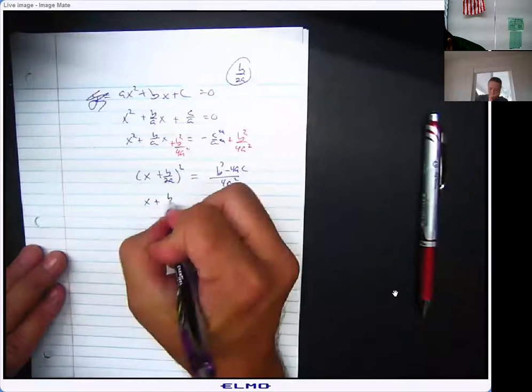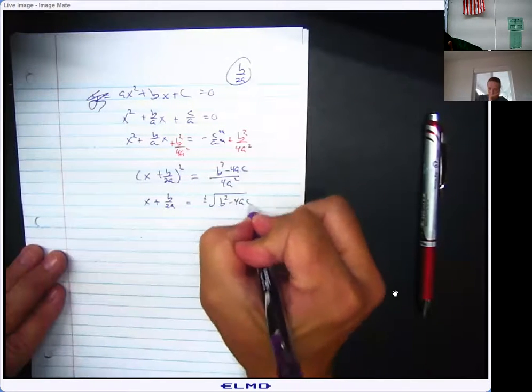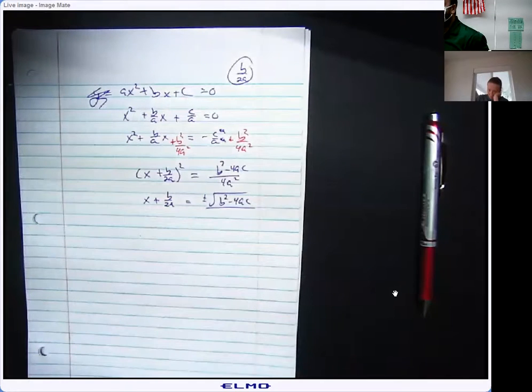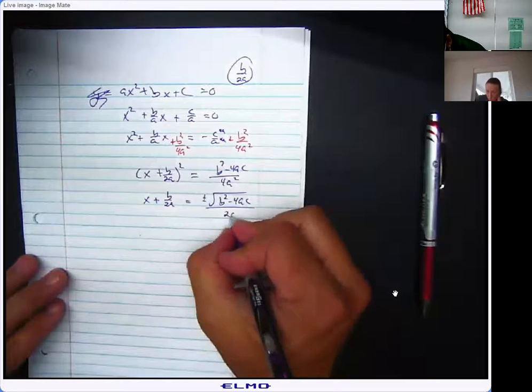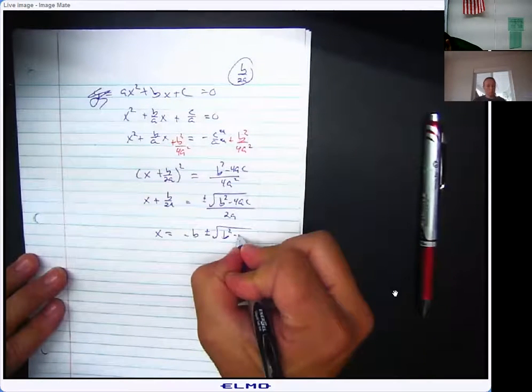We take the square root of both sides. But what is the square root of 4A squared? The square root of 4A squared is 2A. And all of a sudden, there's our happy little quadratic formula.